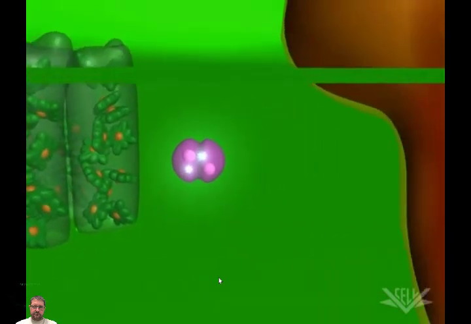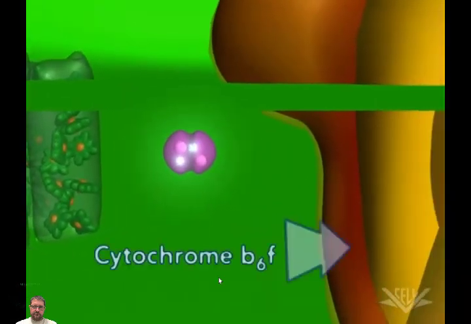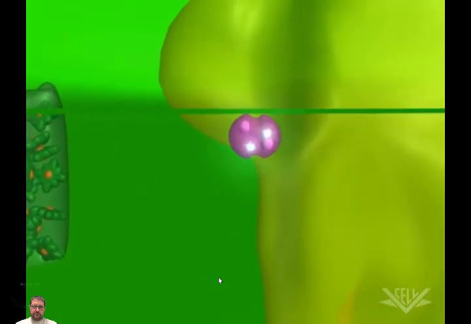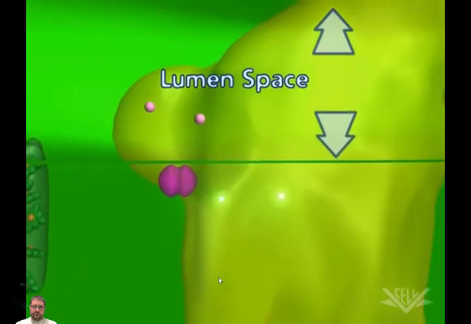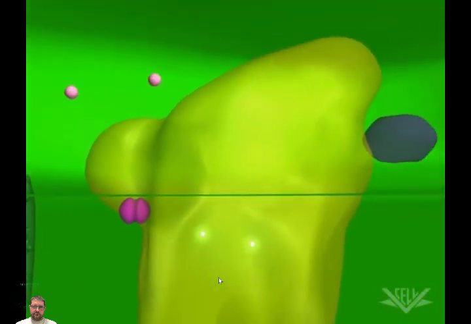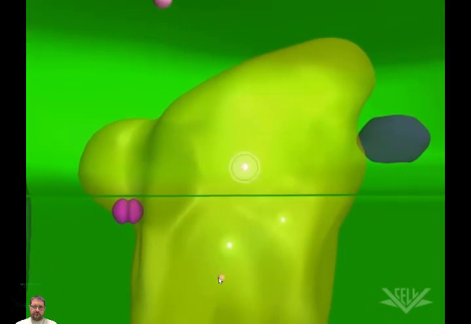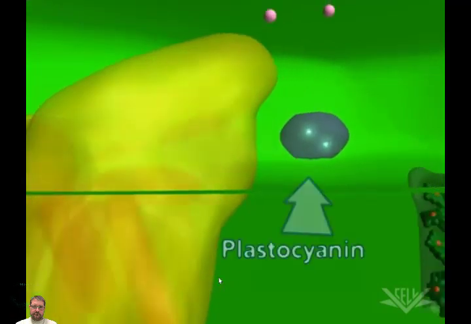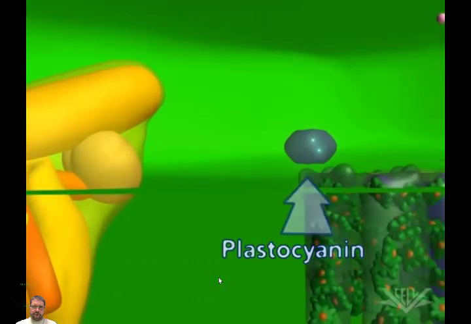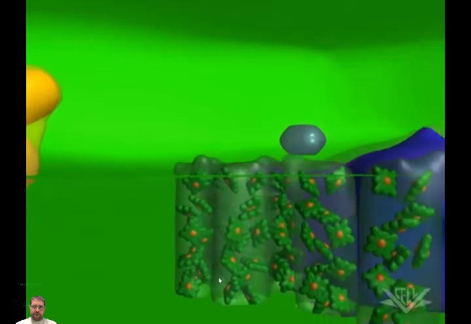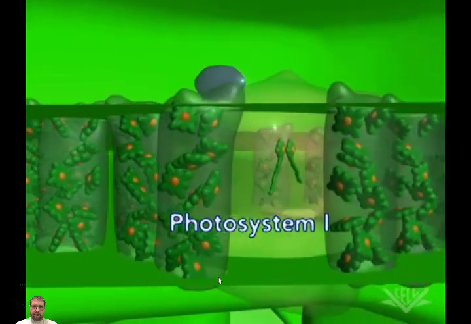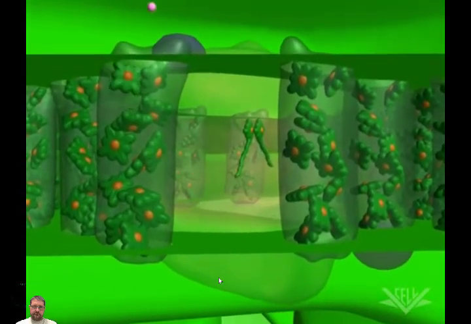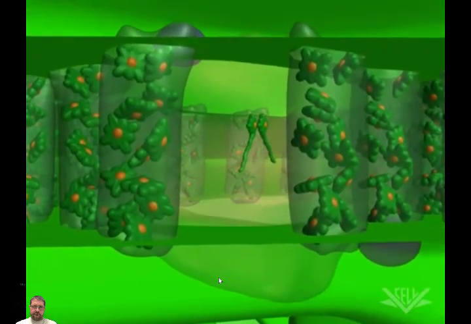Plastoquinone QB then transfers the 2 electrons to the cytochrome b6f complex. The 2 protons it picked up are released into the lumen. These transfers are coupled with the pumping of 2 more hydrogen ions into the lumen space by cytochrome b6f. The electrons are next transferred to plastocyanin, another mobile carrier. Next, the electrons are transferred from plastocyanin to the photosystem I complex. It is here that photons again energize each electron and propel their transfer to ferredoxin.